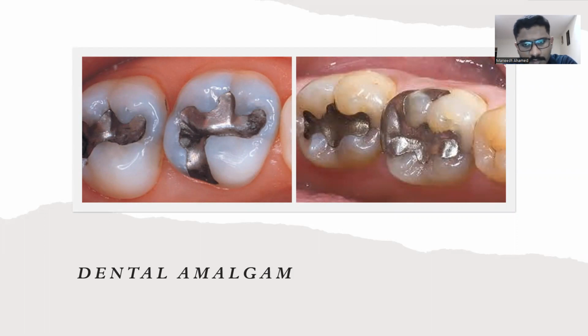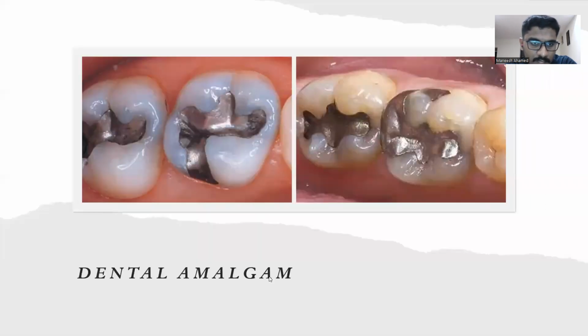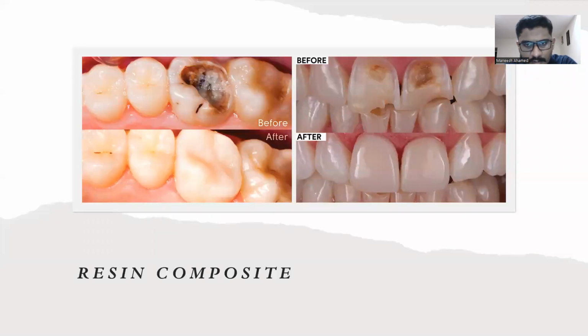There is also a concern regarding the use of mercury for mixing amalgam, that the mercury can leach out of the restoration and cause damage to the human body, but it is not proven scientifically. So, taking all these features into consideration, dental amalgam is now slowly phasing away from the face of dentistry. It is slowly replaced by a new material, which is known as the resin composite.